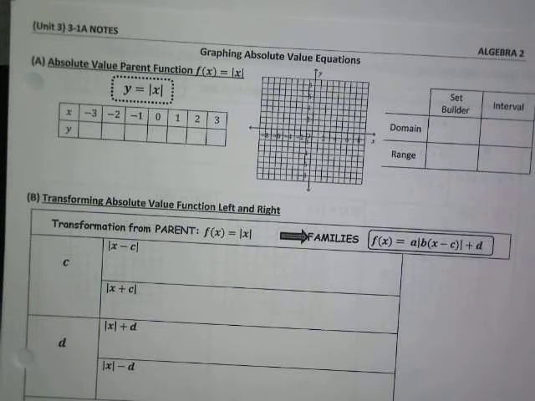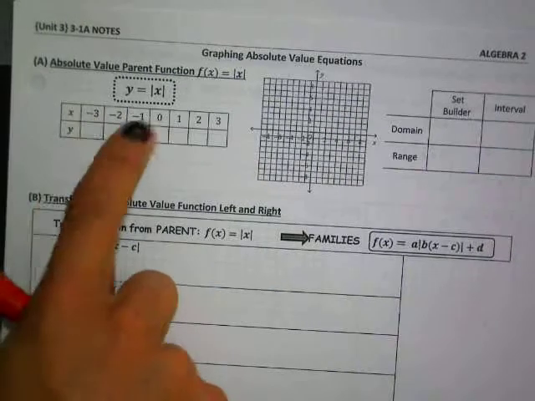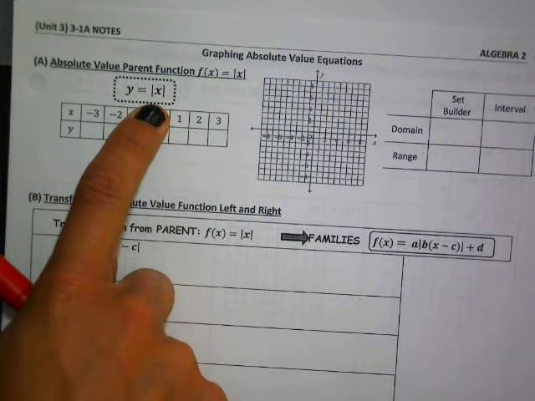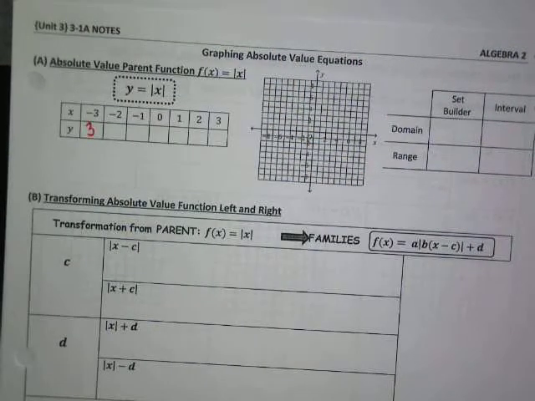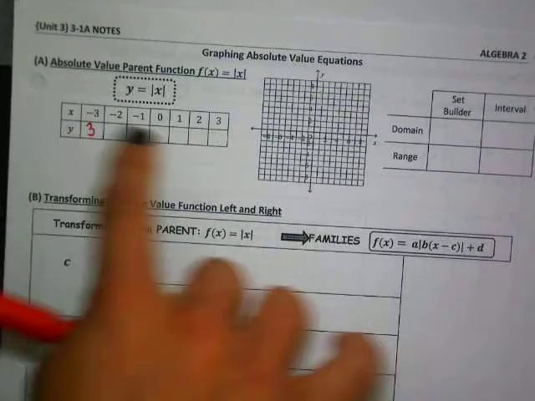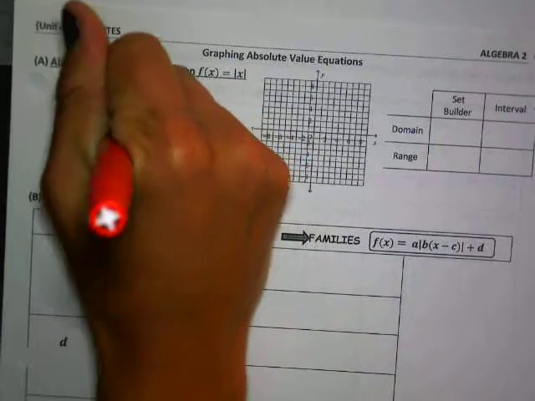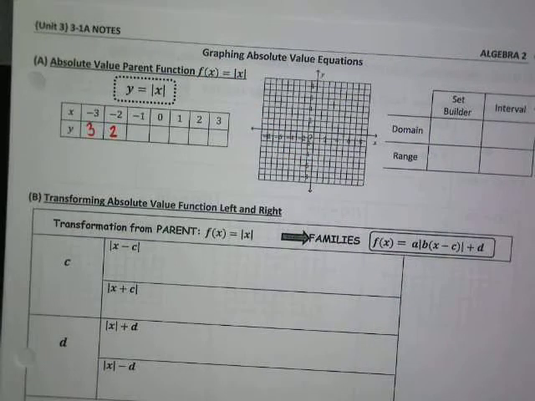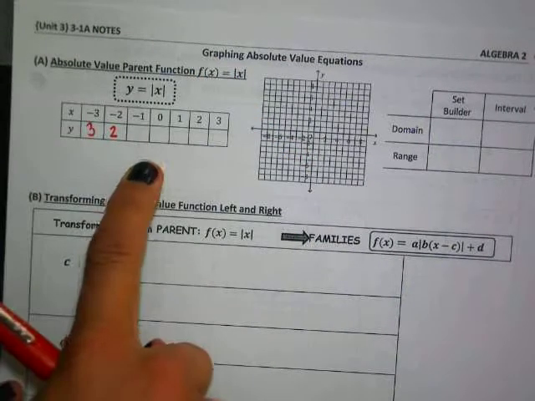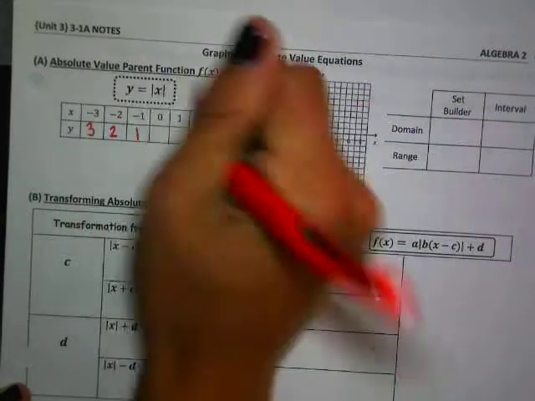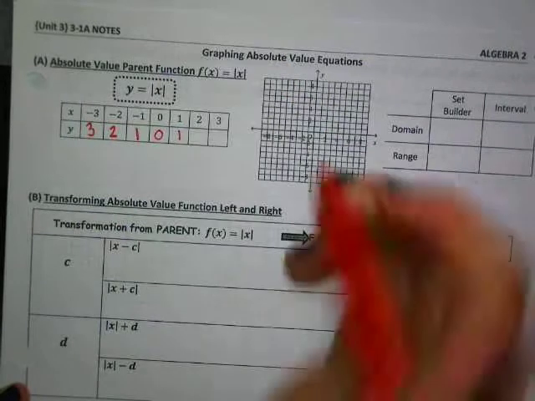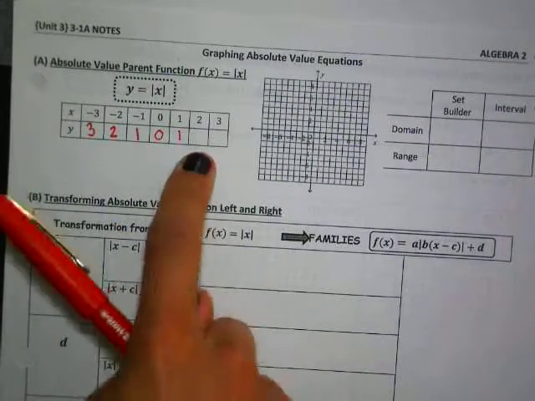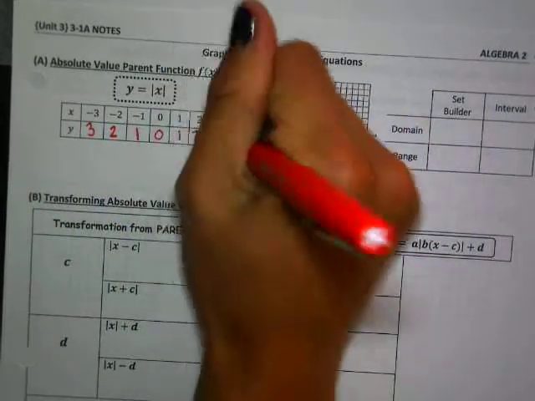Everything will become positive. So if I put a -3 in here, it's going to turn into a +3. If I put a -2 in there, it'll turn into a +2. So what would the -1 be? 1. What would the 0 be? 0. What would the 1 be? 1. Very good. Still positive. Everything stays positive. So 2 would be a 2 still. 3 would be a 3.